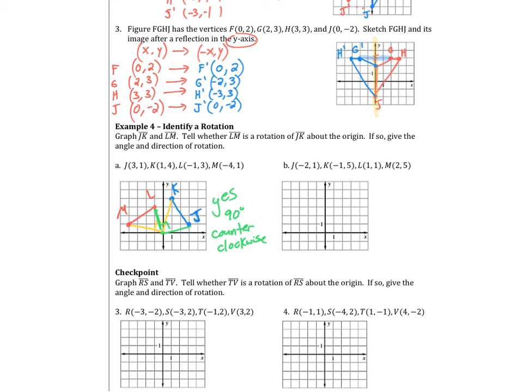Okay, if we look at part B, if we graph JK, J is at -2, 1, and K is at -1, 5. So we got JK. And then we have LM, which is at 1, 1, and M is at 2, 5.